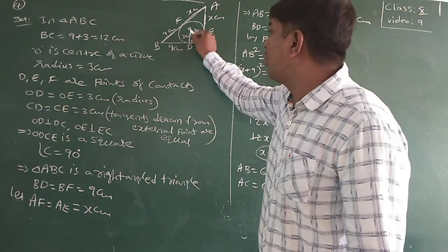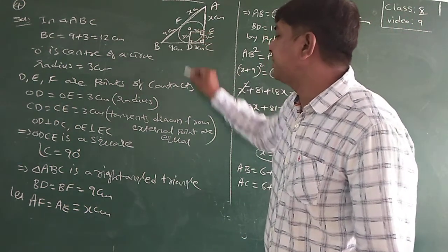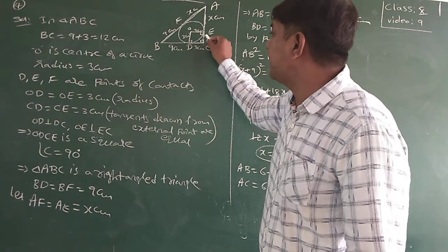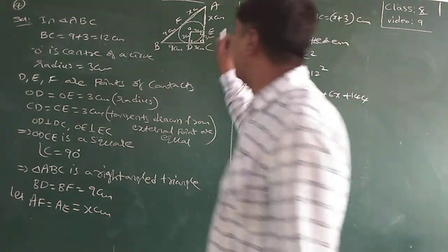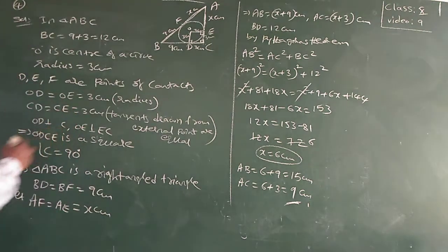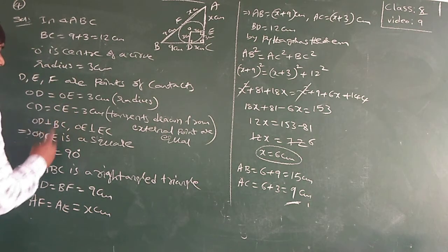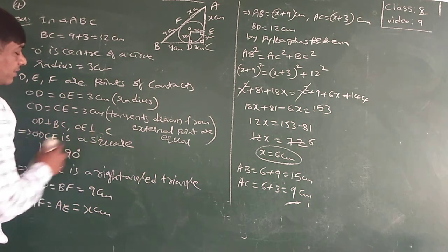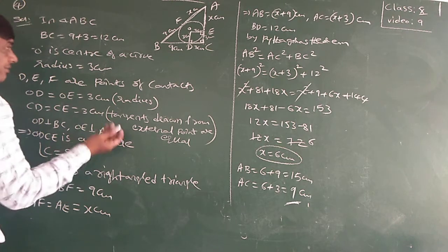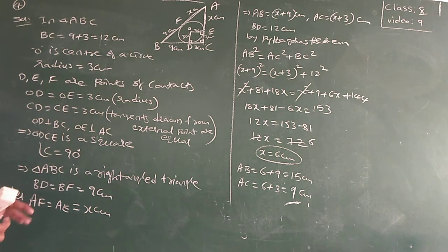And OD is perpendicular to DC, and OE is perpendicular to EC. Here you can write OD perpendicular to BC also, and OE perpendicular to AC also. That's your wish. DC is also correct.